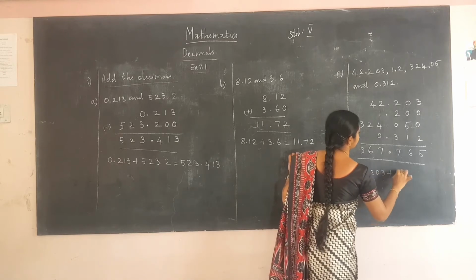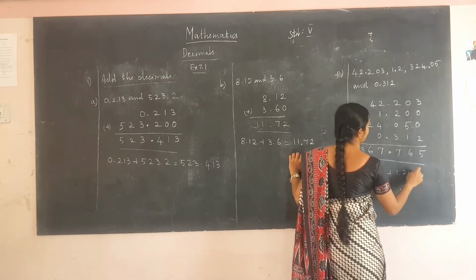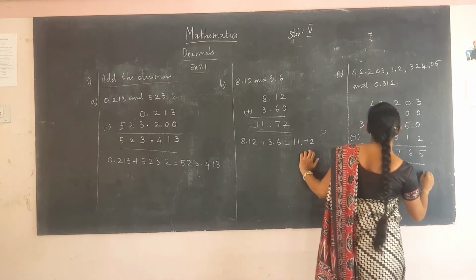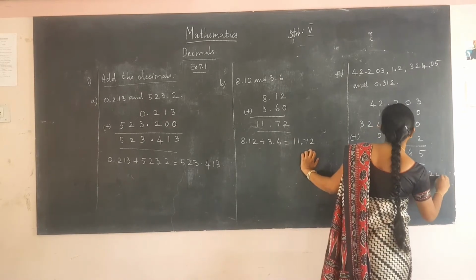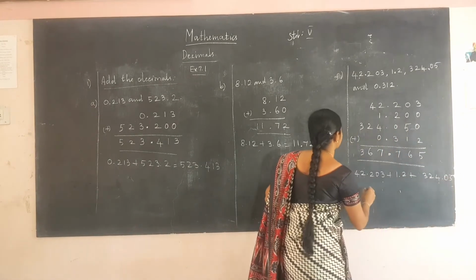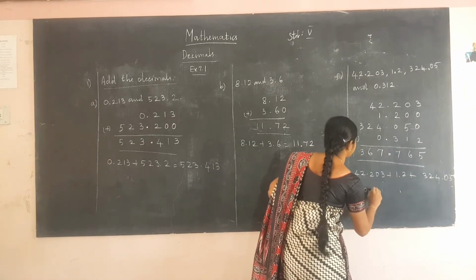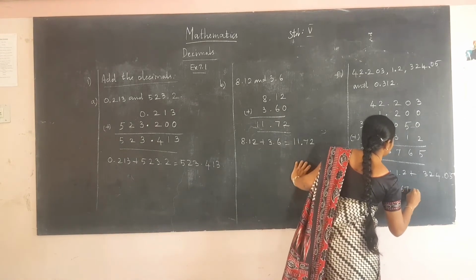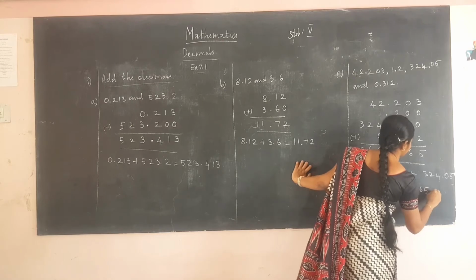42.203 plus 1.2 plus 324.05 plus 0.312 is equal to 367.765.